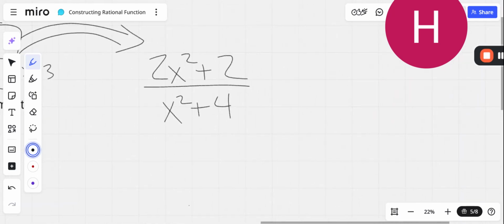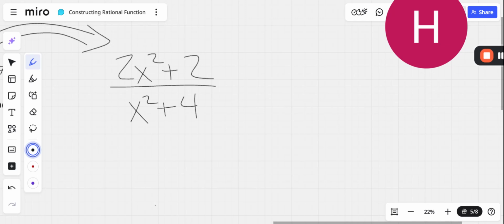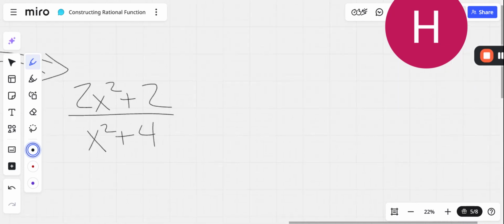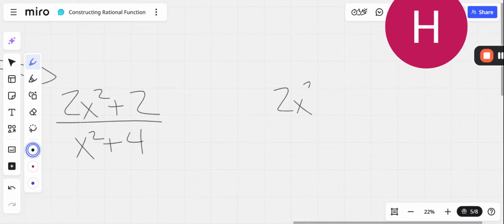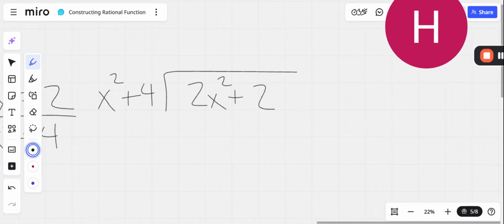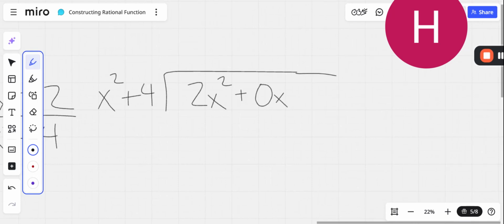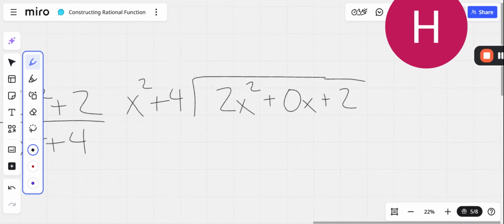Do you guys remember this? Polynomial division. There's long division, synthetic division. We're going to be carrying out long division. 2x squared plus 2 over x squared plus 4. Now, if you need a lesson on long division, maybe it's been a while, go ahead and review it. But I think this one is short enough that it's not going to cause too much confusion. You'll probably remember some things.